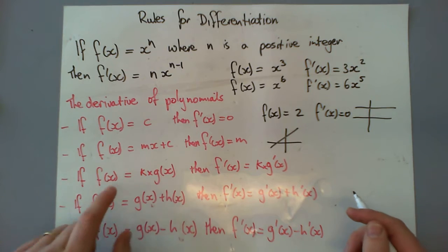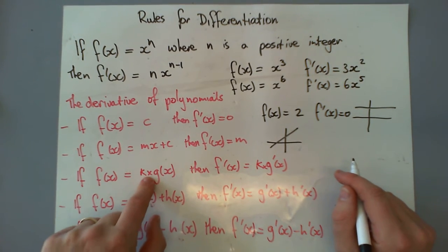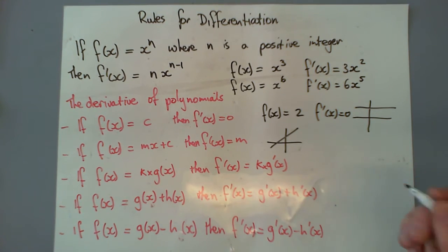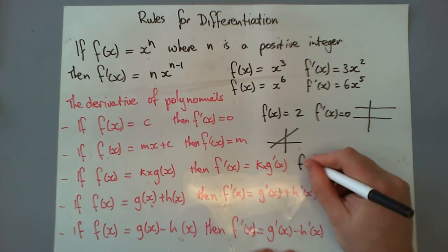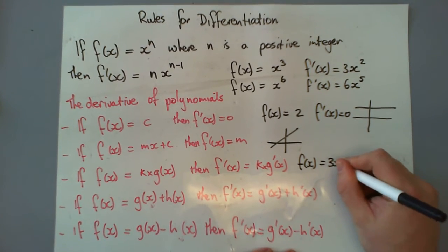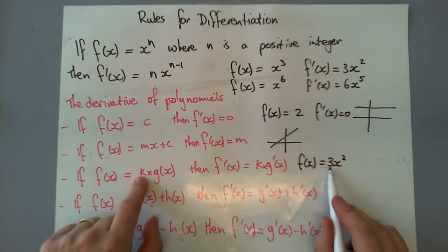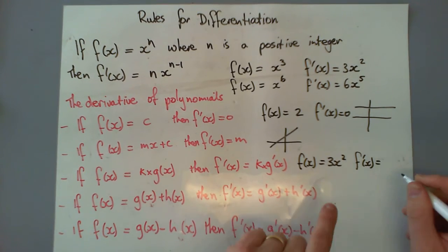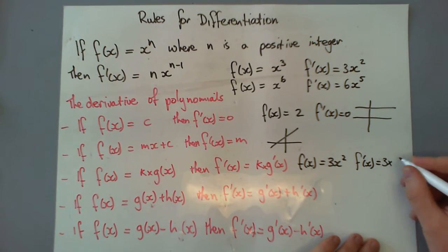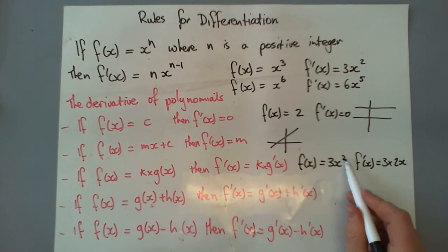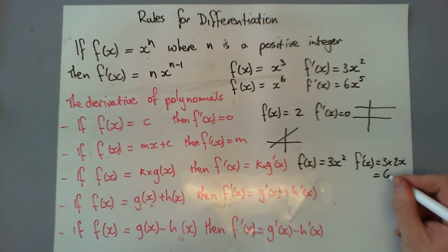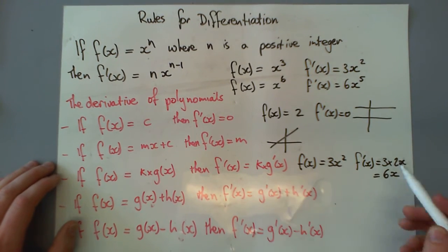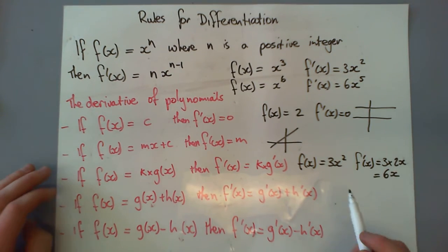If we have f of x equal to k times some other function g of x, then f dash of x equals k times g dash of x. Our example would be f of x equals 3x squared, so we've got this constant k at the front. Then f dash of x is going to be 3 times 2x, because the derivative of x squared is 2x, which gives us 6x. We're just taking the power, bringing it down the front, and if there's a constant there, multiplying them together.